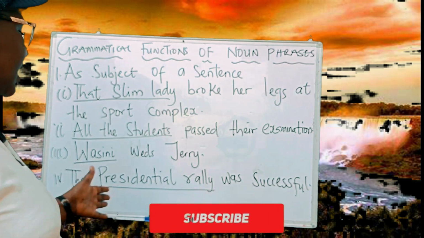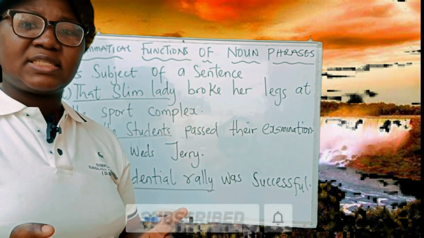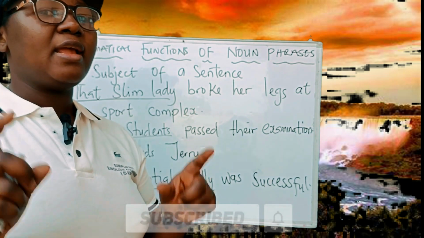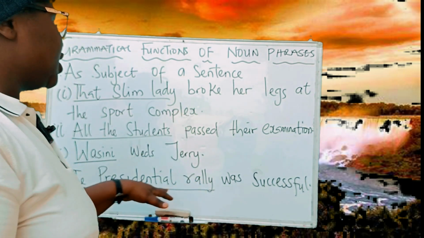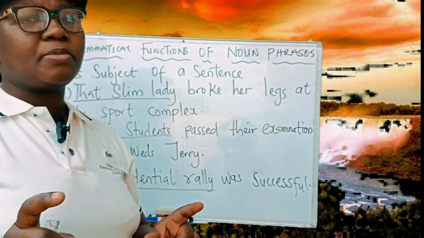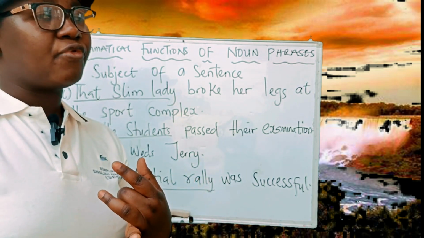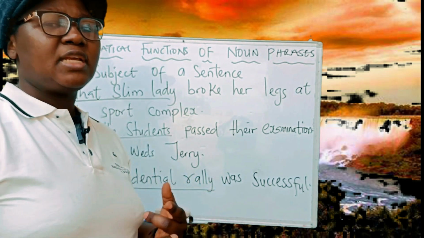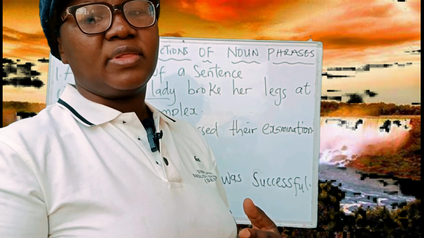And finally, we have: the presidential rally was successful. Here we have the presidential rally as the subject. Number one, it's a noun phrase, and secondly, it is the subject of the sentence.